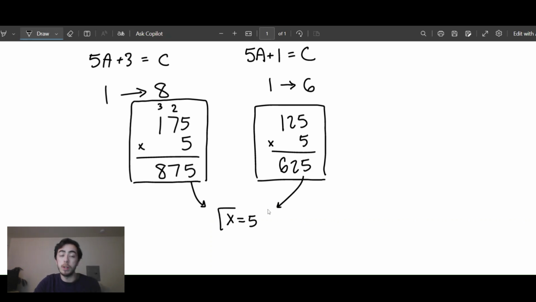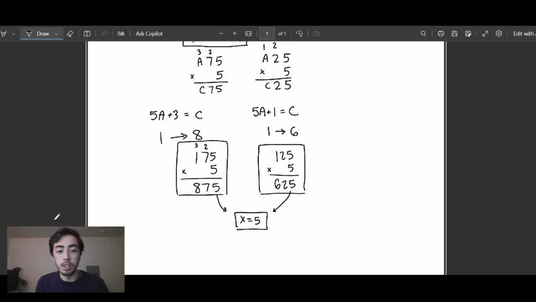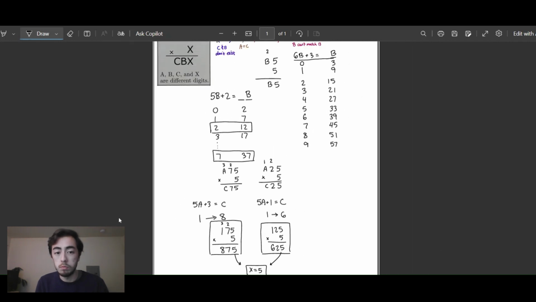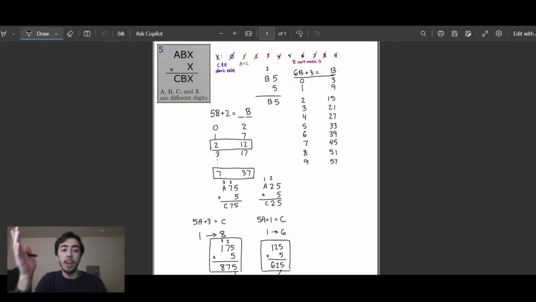So actually, this is not what I was expecting. I thought we were just going to have one definite answer in the end for what multiplication was going to happen. Seems like 2 work. But either way, X is 5.